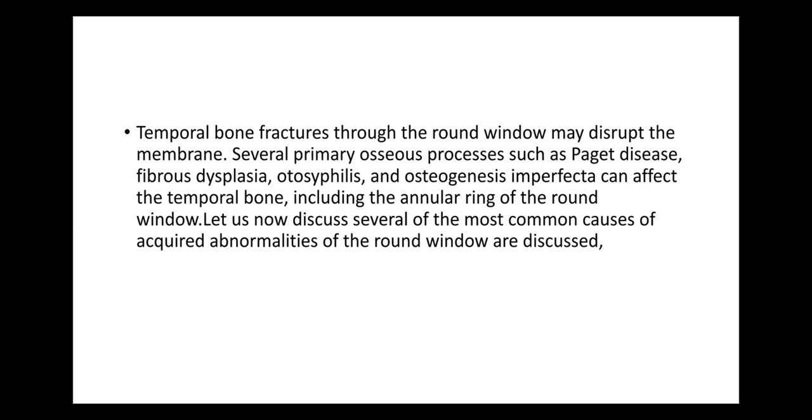Temporal bone fractures through the round window may disrupt the membrane. Several primary osseous processes such as Paget's disease, fibrous dysplasia, osteopetrosis, and osteogenesis imperfecta can affect the temporal bone, including the annular ring of the round window. Let us now discuss several of the most common causes of acquired abnormalities of the round window.